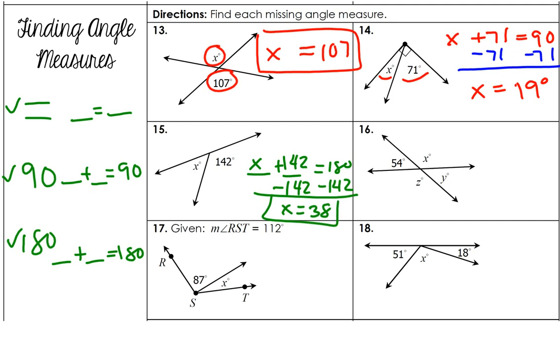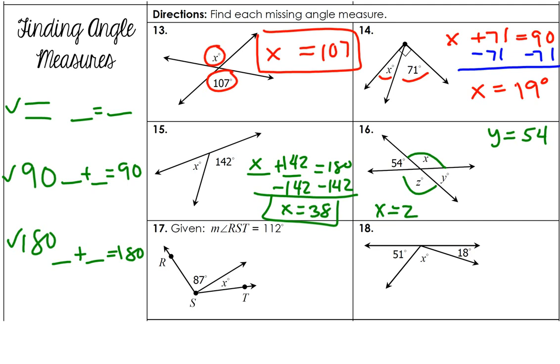Alright, question number 16 has 3 different letters in it. That's odd. But I do know that letter y is across from 54 degrees. So that means that y and 54 are equal because they're vertical. Now let's see if I can find x and z. Well, the good news is x and z are also vertical. So I know that x is equal to z.